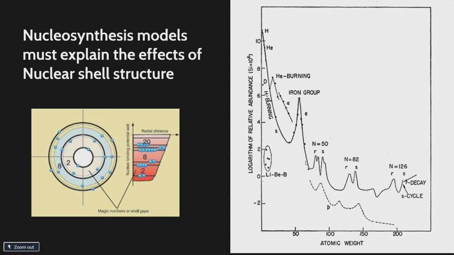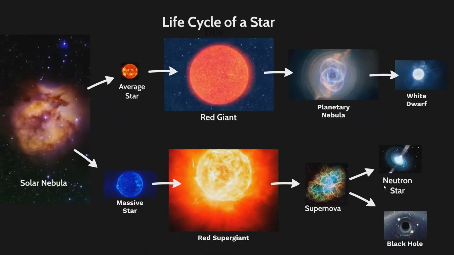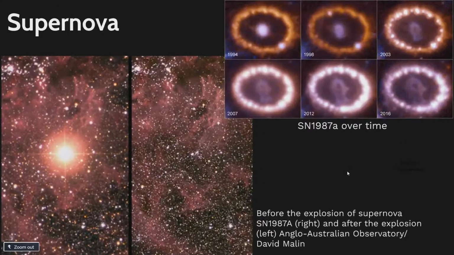But as I said, as early as the 1950s, they realized that there had to be another process happening. And that had to be a process that would happen in a site that had more neutrons. So we're going to move on from the red giant phase into the end of a star's life and look at supernova. So supernova only happen with more massive stars than the sun.